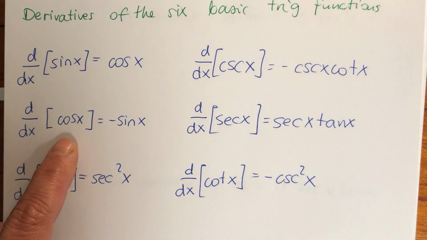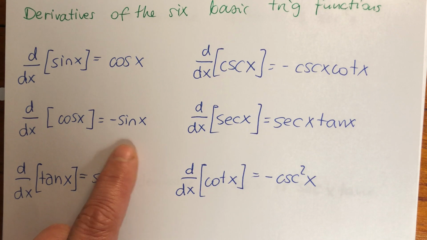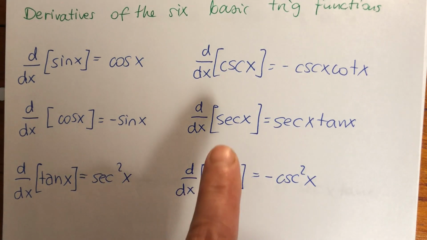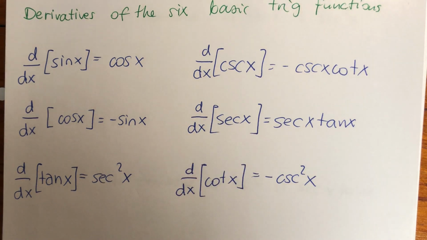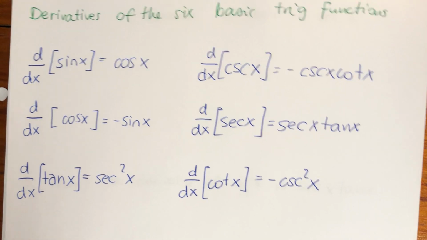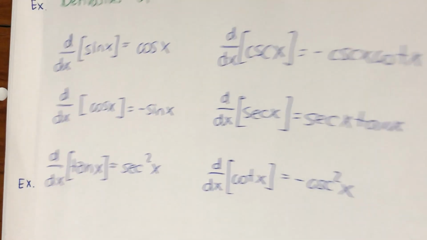The derivative of cosine is negative sine. The derivative of tangent is secant squared. The derivative of cosecant is negative cosecant cotangent. The derivative of secant is secant times tangent. And the derivative of cotangent is negative cosecant squared. And I hope I copied this without making any mistakes. All right, having said that, a few more examples.